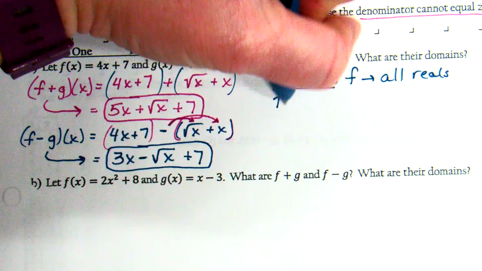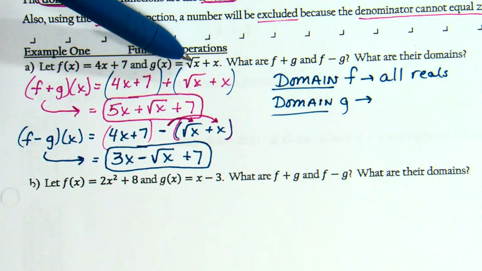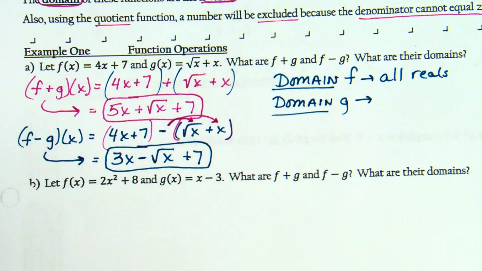Now we need to consider the domain for g. What was g? Square root of x plus x. Can I put any old value of x that I want in there? No. Why no? Can't take the square root of a negative number. This is an even root. It's a square root. Can we take the square root of a negative number? No. So any negative numbers are out of the question here.